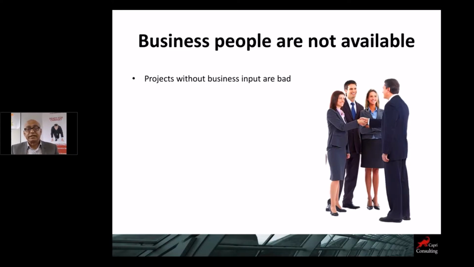We need collaboration. We need their requirements. We need to understand their requirements clearly. We need to clarify throughout the project life cycle. So it's very, very important to go back and talk to business at regular intervals.